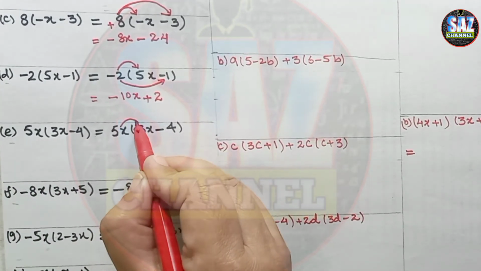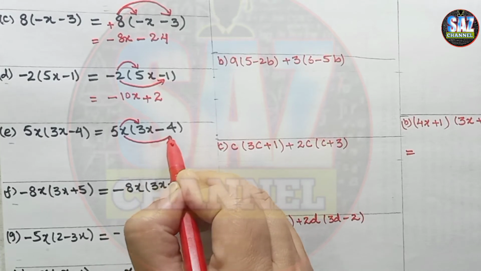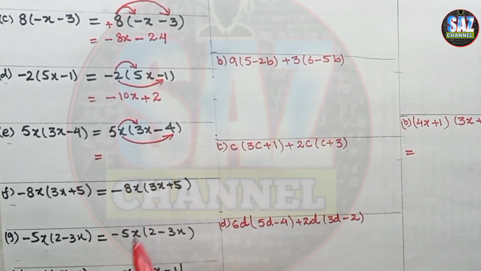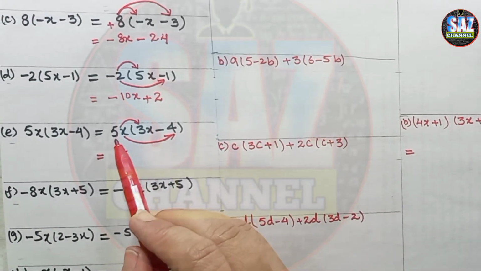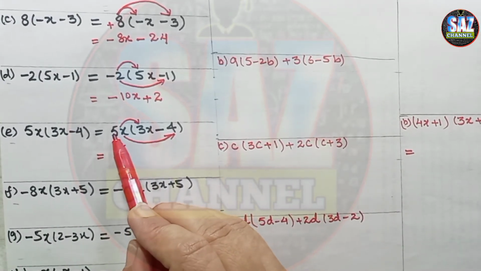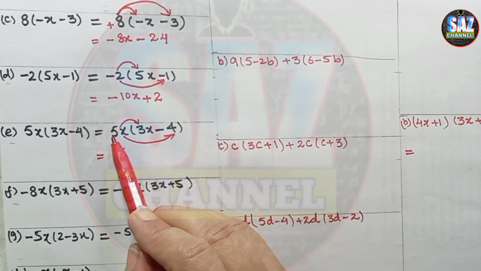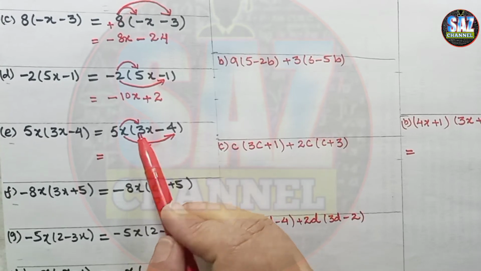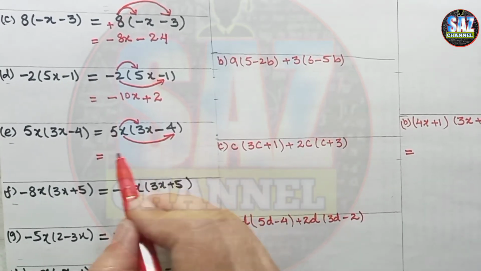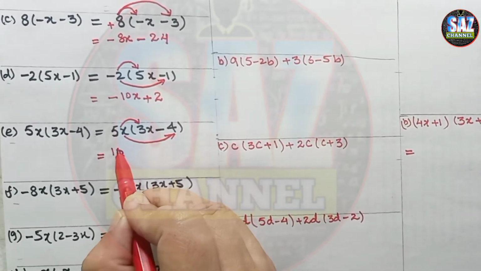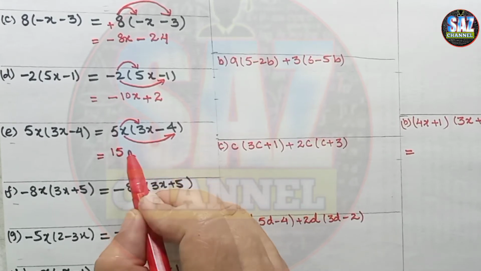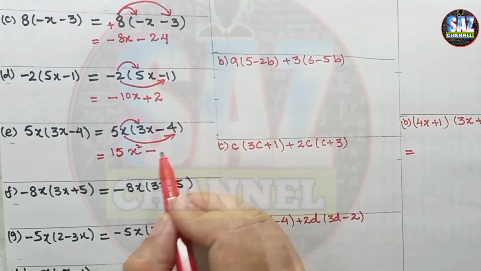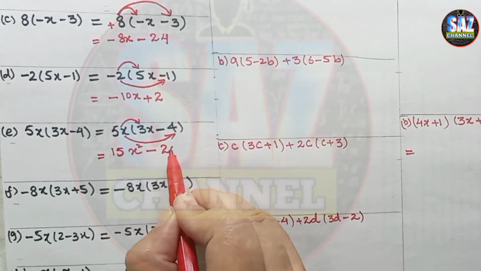Quickly, I hope by now all of my children are able to do these questions easily. Here, the term which is outside the bracket has the constant and variable both. So constant will be multiplied with the constant, and variable will be multiplied with the variable. So 5 times 3 is 15. And when x is multiplied by x, it will become x square, minus 5 times 4 is 20x.